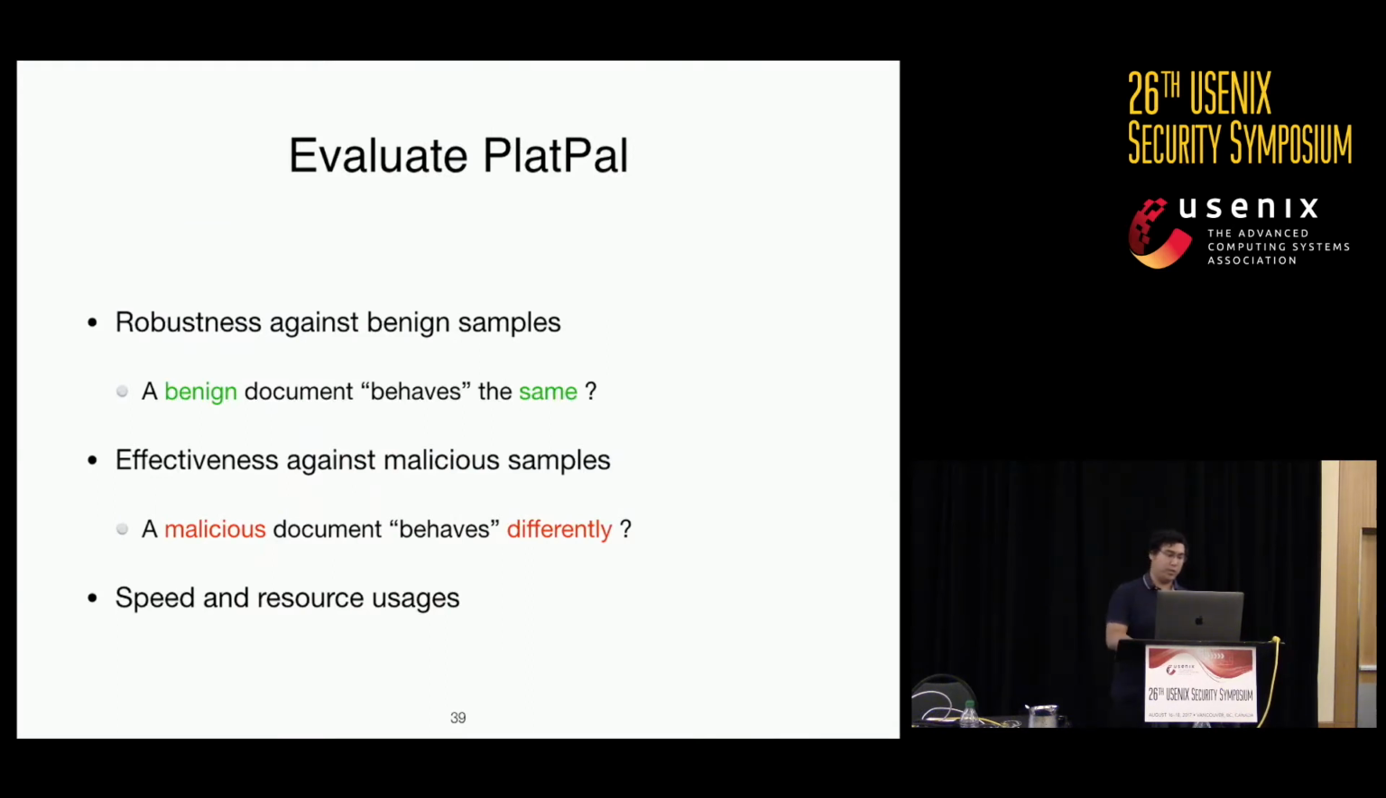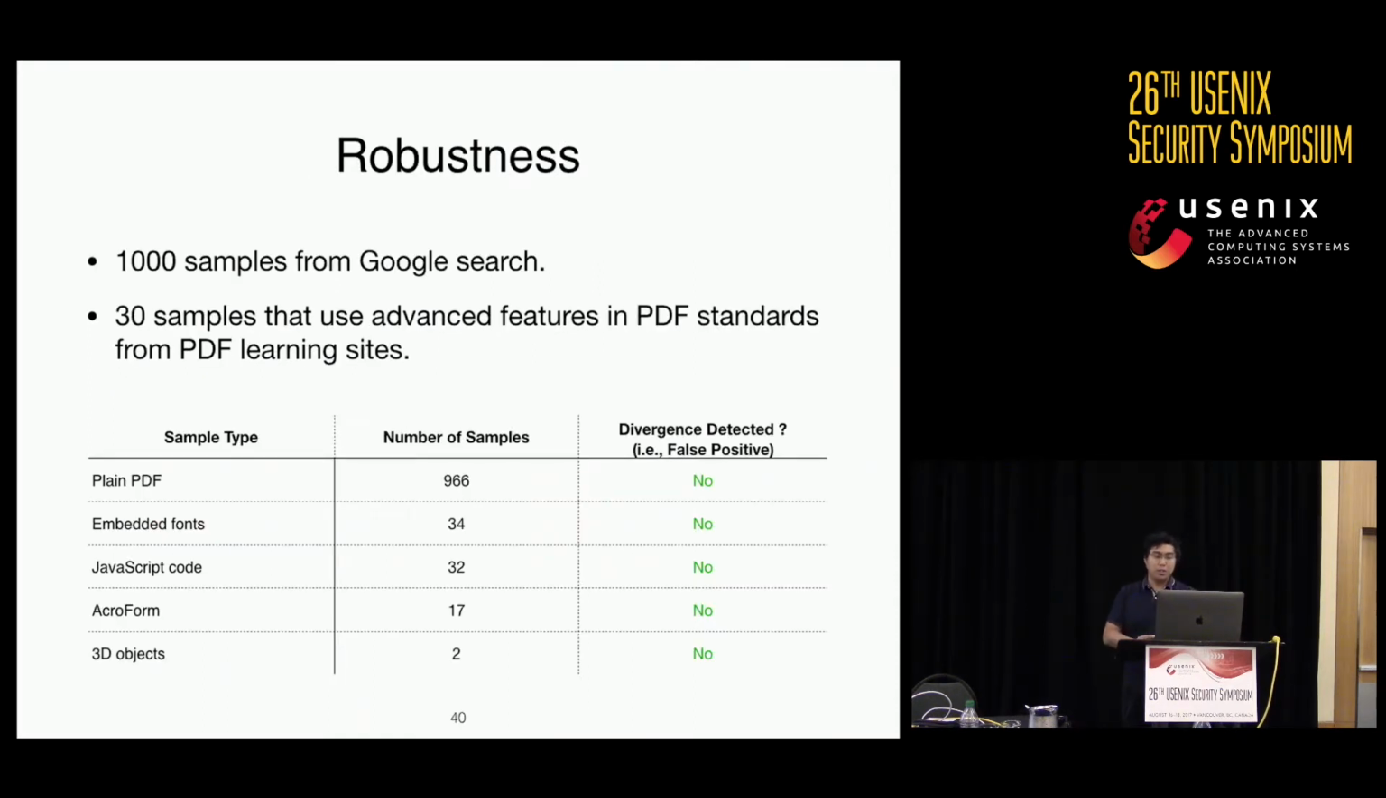Next, we evaluate PlatPal. We evaluate 3 things. One is robustness: whether benign documents actually behave the same across platforms. We also evaluate effectiveness, which means whether there are actually differences when you open malicious documents. And we also evaluate the speed and resource usage. For robustness, we collected 1,000 samples from Google search and 30 samples from some PDF learning sites. These are all benign samples, and various advanced features from the PDF specification are used.